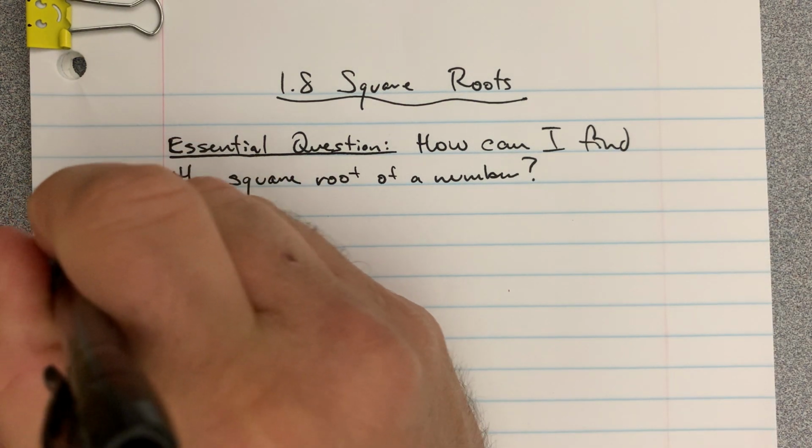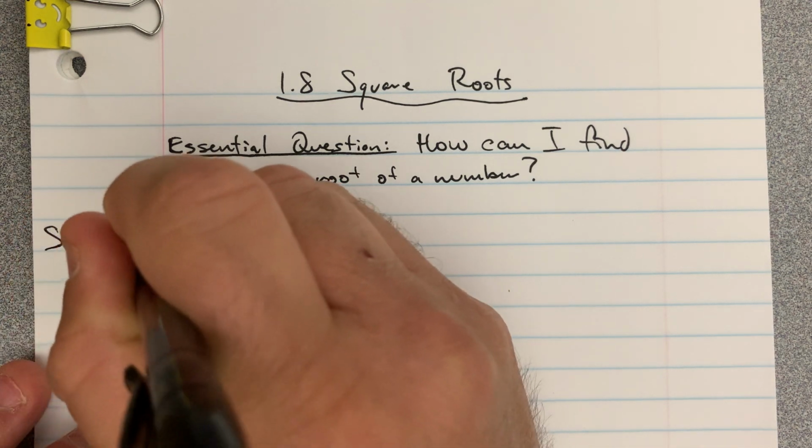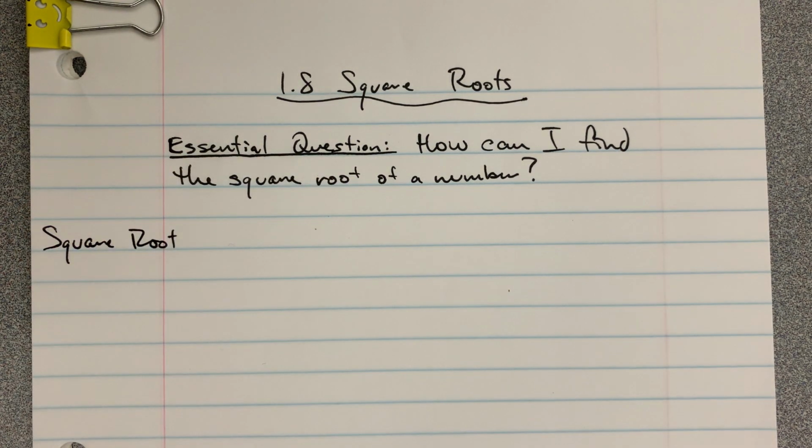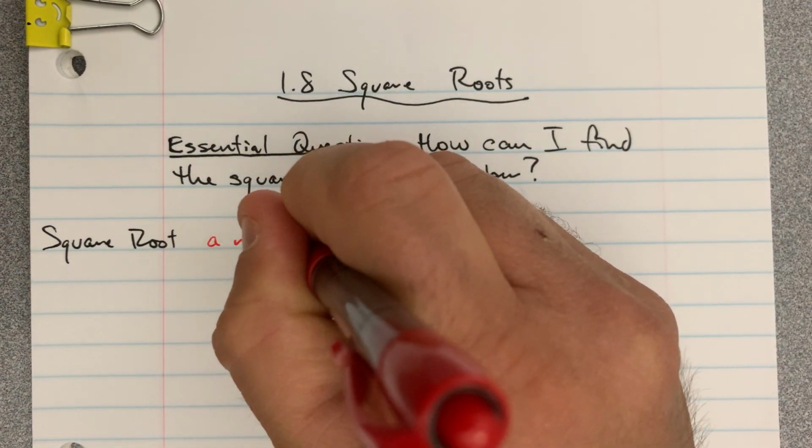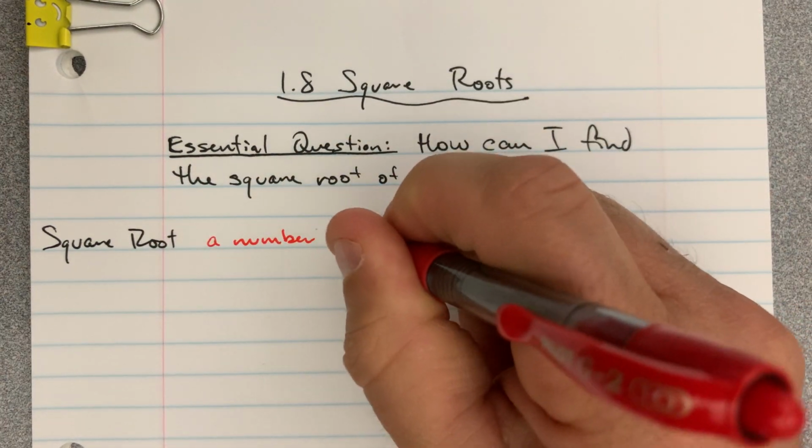All right, the very first thing is square root. I define it as a number who has two equal factors.